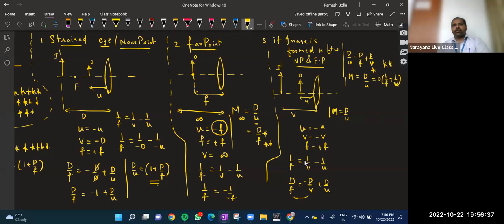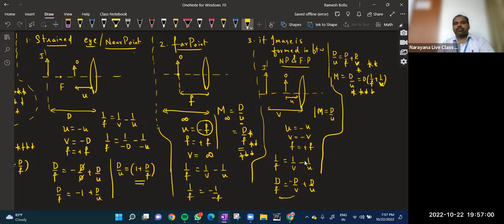I'm requesting you all, these three formulas, kindly remember at your fingertips. Before going to the exam hall, not only now, not only in the exam hall, in the future also, I mean now, compound microscope also, I'm going to execute directly. Okay. Clear.